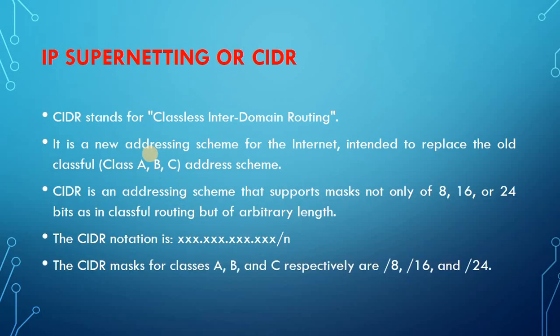Alright, the CIDR masks for classes A, B, and C respectively are: if we only have 8 bits for the network ID, or 16 bits, or 24 bits, which is respectively A, B, and C. The CIDR notation would be the given IP address /8 for A, the given IP address /16 for B, and the given IP address /24 for C.